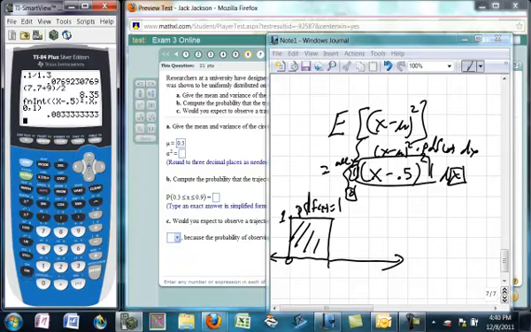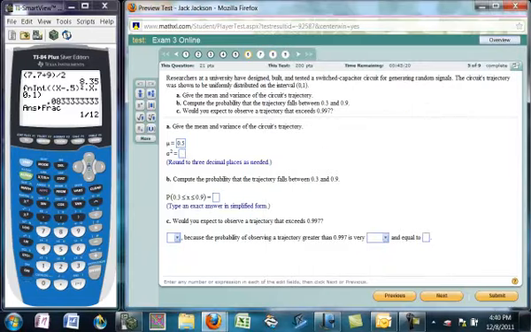And we get 0.083 repeating. By the way, as a fraction, that's exactly 1/12. Okay? And we want to round to 3 decimal places. Okay, so 0.083.